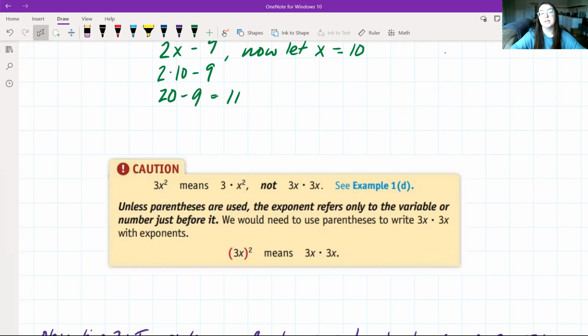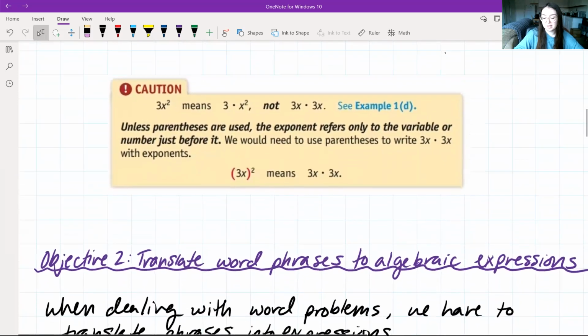So our 3x would need to be contained in parentheses with the power of 2 outside the parentheses in order to have 3x times 3x. If not, your exponent only follows whatever variable or number comes right before it. So 3x squared with no parentheses is only equal to 3 times x times x. So just something to keep in mind.